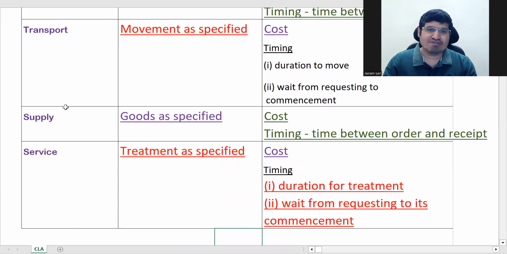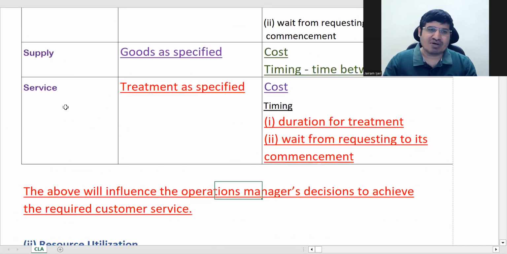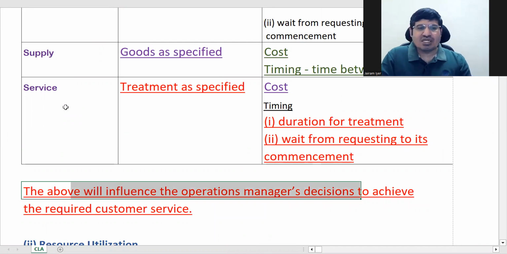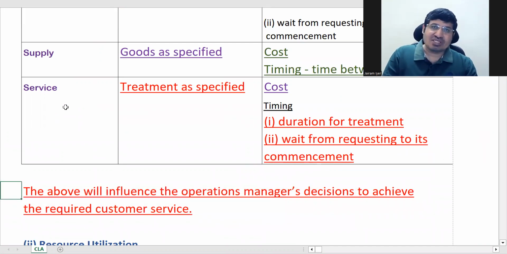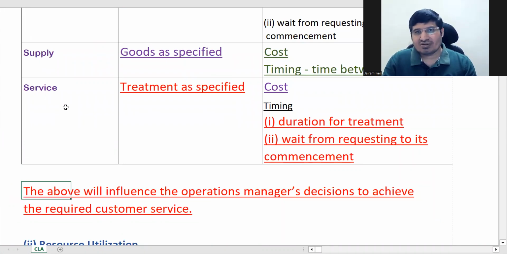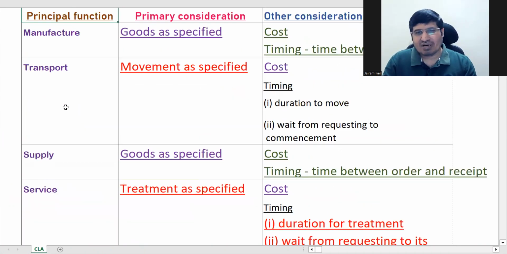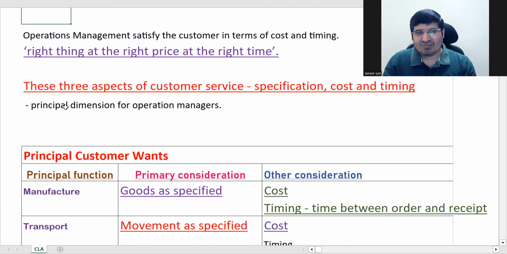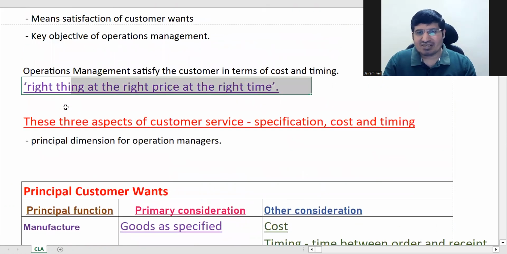Okay, so now this table is very important. The above will influence operations managers' decisions to achieve the required customer service. Okay, so this table you have to see in short: it is basically the right thing at the right price at the right time, and specification, cost and time.